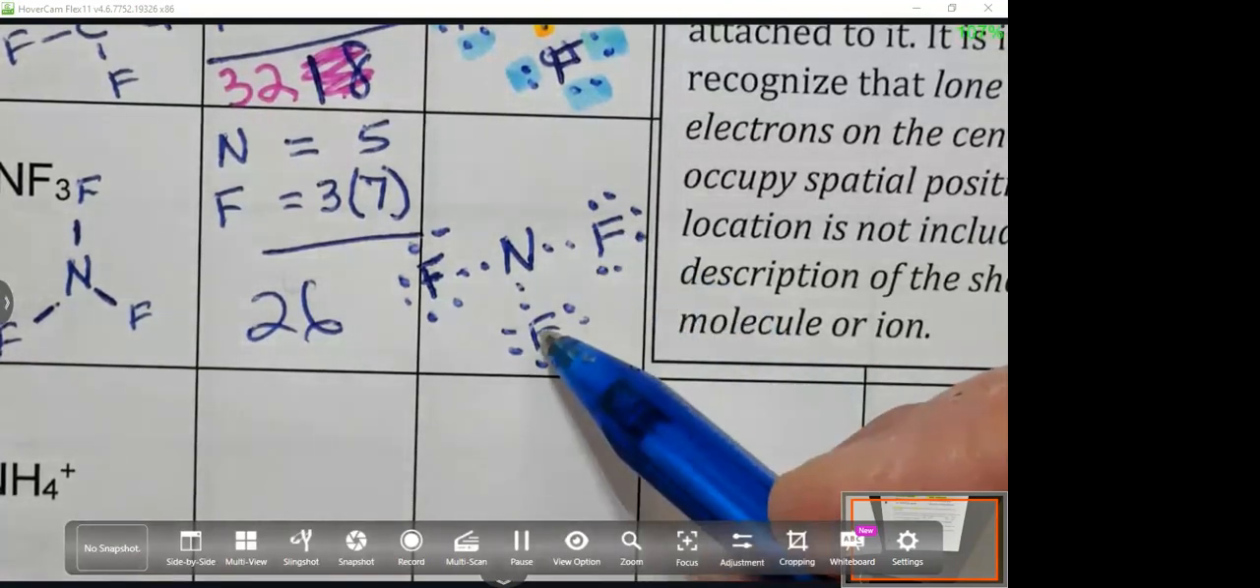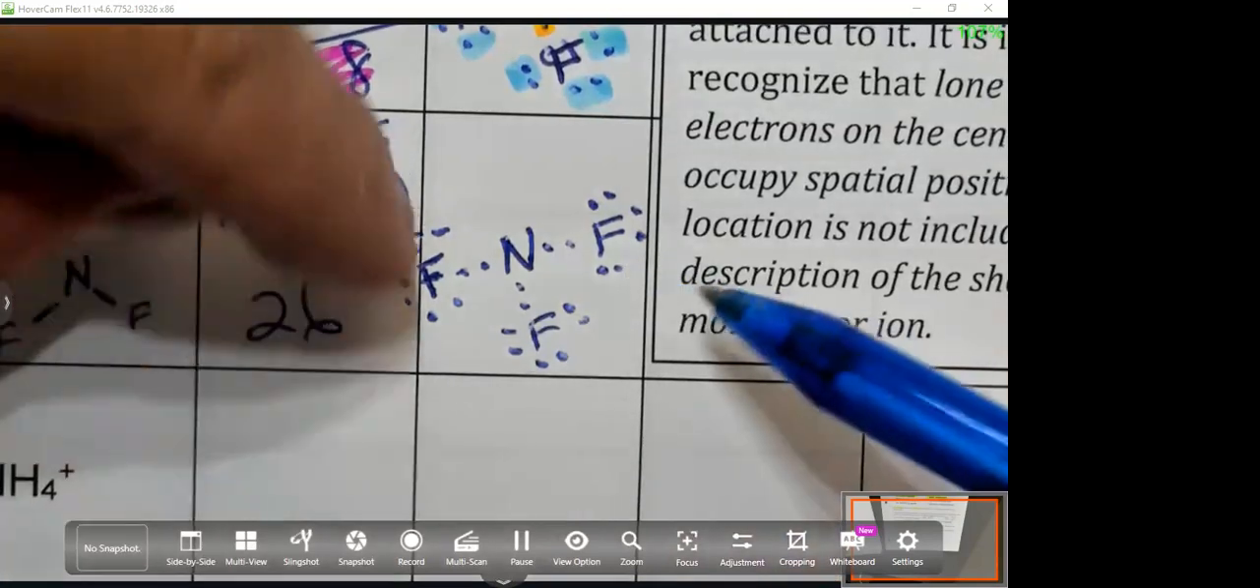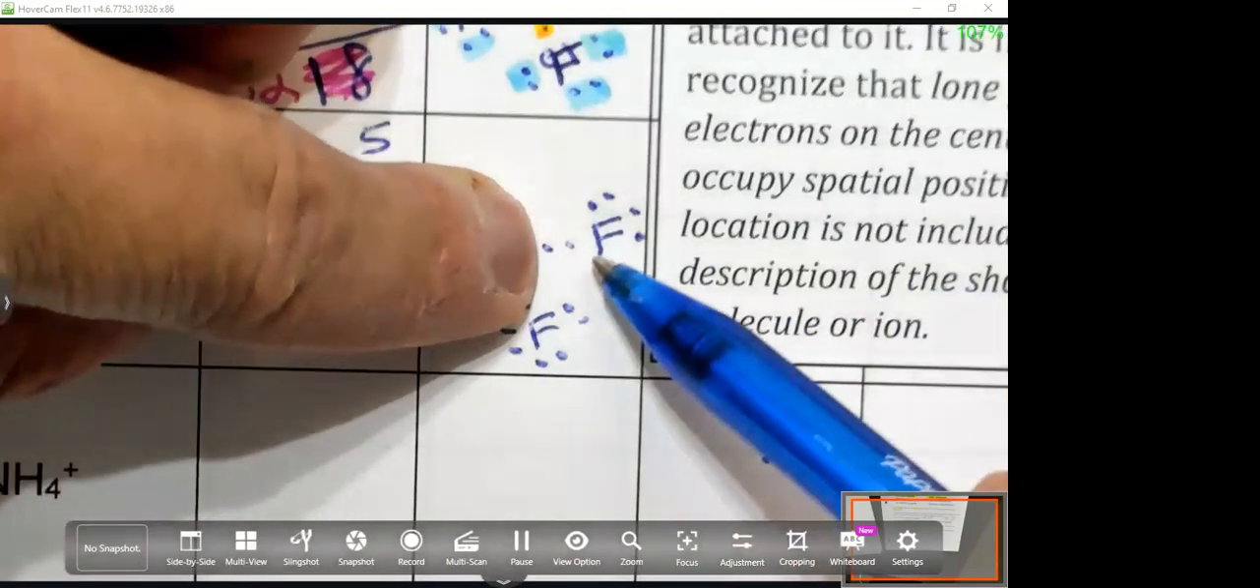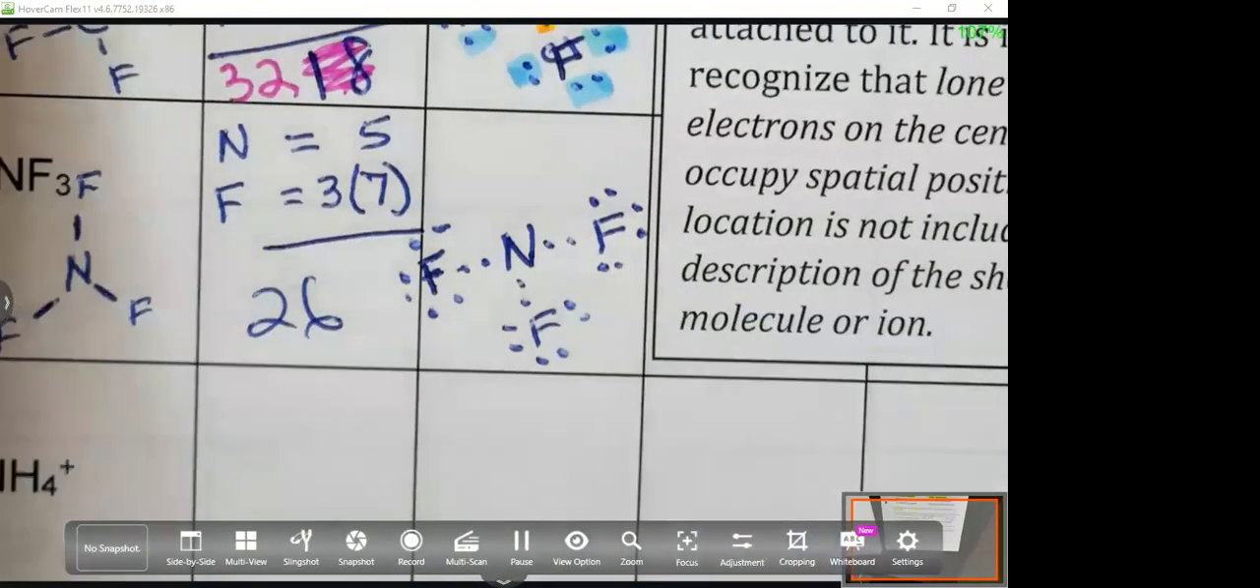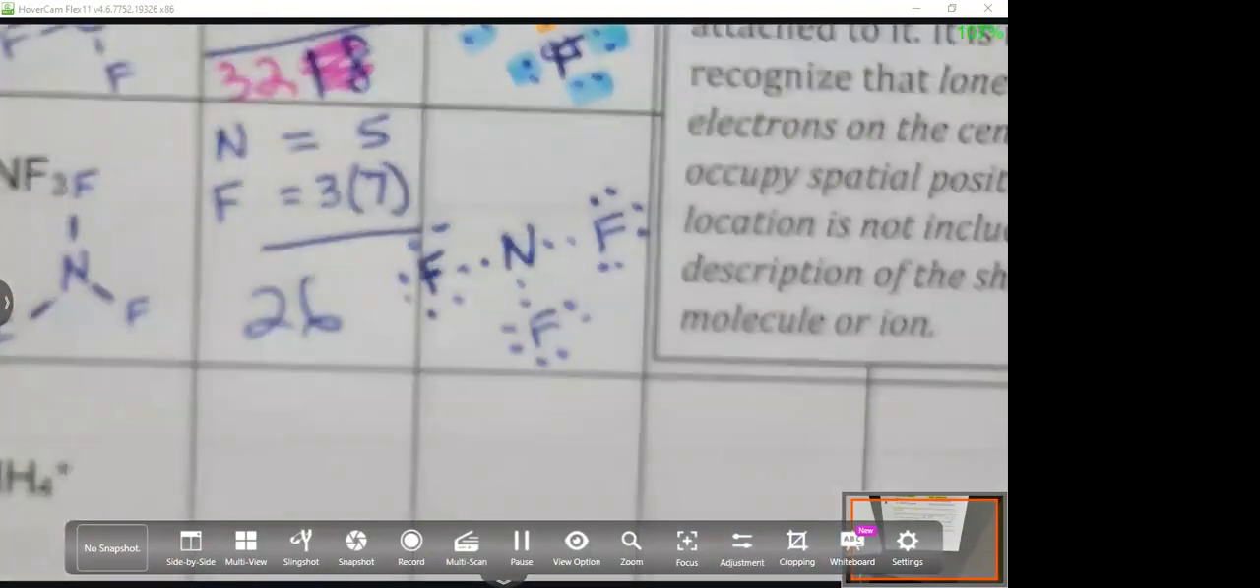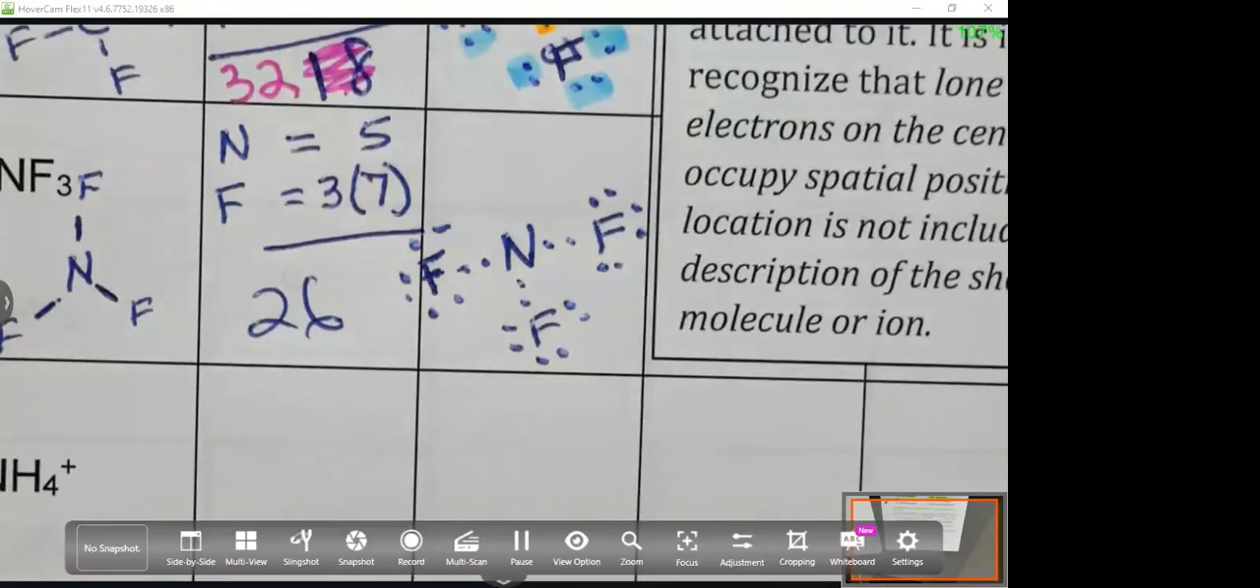Fluorine is happy. All the fluorines are happy. Why are all fluorines happy? Every fluorine has how many electrons around it? 8. What about nitrogen? Not good. 6, right? We got an issue. Let's see what we got here, though.